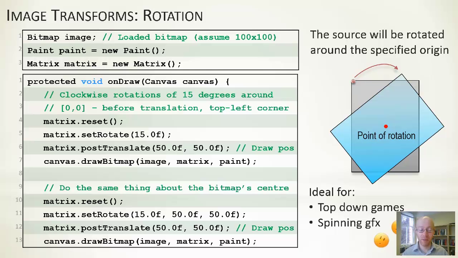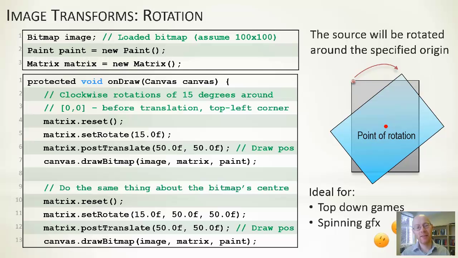So line 10, we reset the matrix. This removes the previous rotation and translation. It puts it back to the identity, the starting matrix. In line 11 we call the set rotation method, but a different version of it. It's still 15 degrees, but now the next two parameters tell you where you are doing that rotation. And 50, 50 corresponds to the middle point of a 100 by 100 image. Line 12, we're moving it exactly the same, 50, 50 down the screen, so the translation is the same, and we draw it out in the same way on line 13. So, quite straightforward.